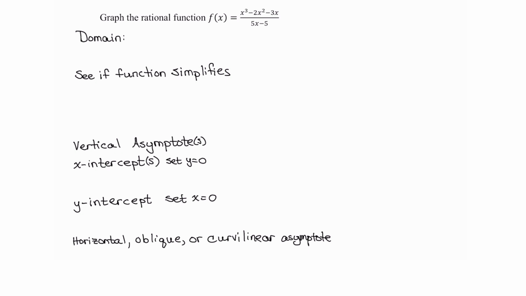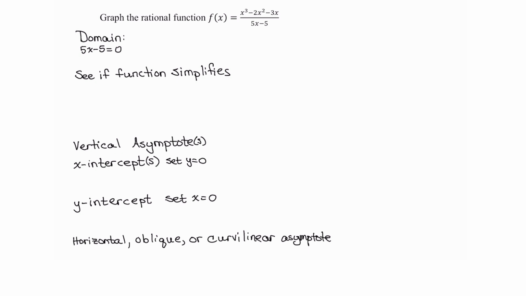Now first of all, let's look at the domain. Here we have our rational function with a denominator of 5x minus 5. Remember, the domain of a rational function is all values of the input variable that do not make the denominator 0. So we're going to find the values of x that would make 5x minus 5 equal to 0 so that we can exclude those values of x from the domain.